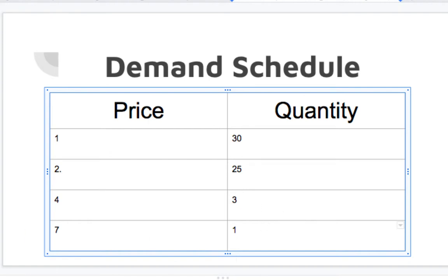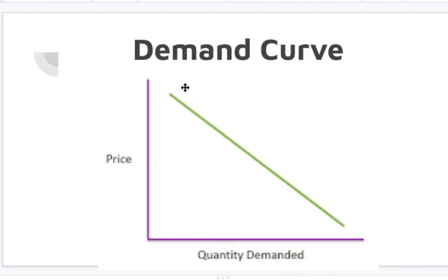After that, in the next level, you would come up with a demand curve. Here you would put your prices on the side and then the quantity demanded at every level around the bottom. This would be creating your actual demand curve. I know it's a line, but typically it's going to have this type of slope.